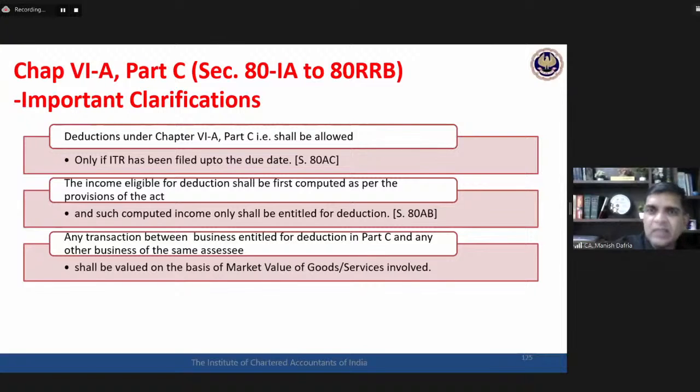So what can be done by the assessee? They are having two businesses. They can play around with the things in such a manner that the eligible business, which is entitled for this Part C deduction, generates a higher profit, and the normal business generates a lower profit. To check this, it has been provided very, very specifically that whatever are the transactions between the two businesses of the same person, one eligible for Part C deduction, the other not eligible, these transactions shall be valued based on the market value of the goods or services. The arm's length price provision would be applicable in this case.